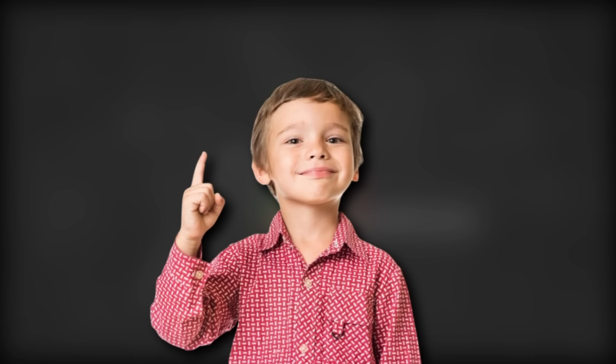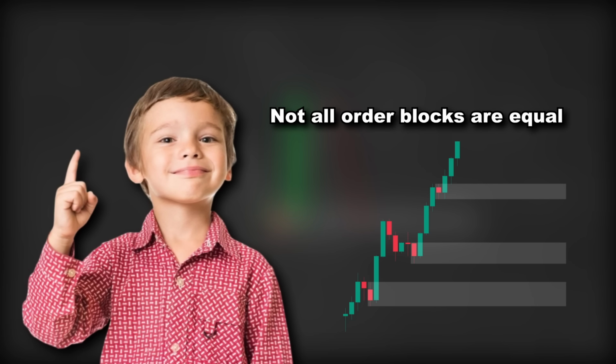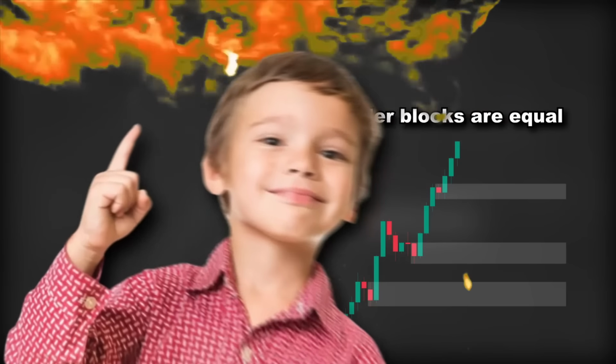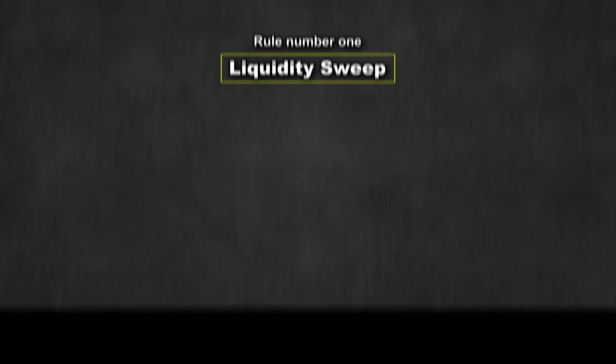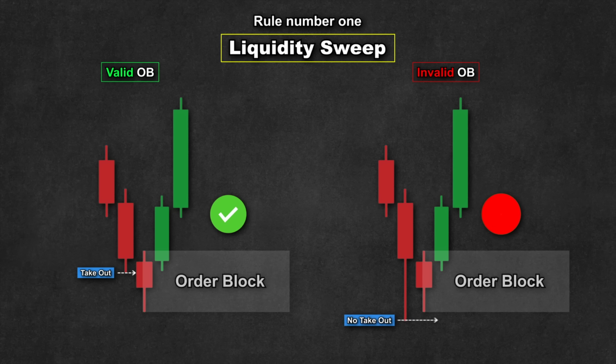But here's the key. Not all order blocks are equal. If you just mark every last opposing candle, you'll get destroyed. So let me give you the filters that actually matter. Rule number 1, liquidity sweep. Before an order block can even be considered legitimate, price has to take out the high or low of the candle that came before it. No liquidity sweep, not an order block.